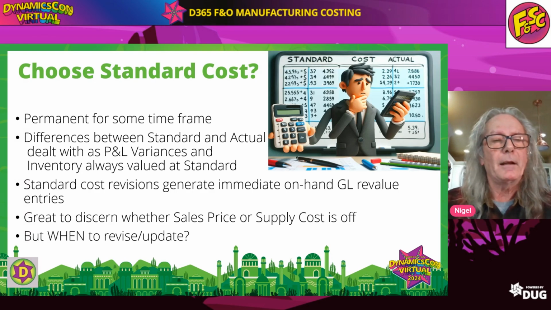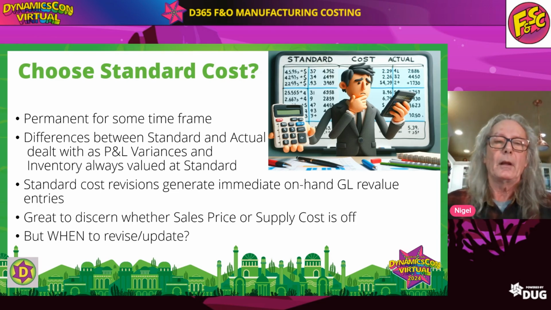But most people, when they're using standard cost, are probably revaluing it once a year, unless for a particular item there's some good reason to revise the standard cost. So the difference between the standard and the actual in Dynamics is posted as a profit and loss variance, and the inventory is always valued at whatever the current standard is. Standard cost revisions immediately update your GL inventory account. So as you revise a standard cost, like that company I was telling you about, they had inventory revaluations every day.